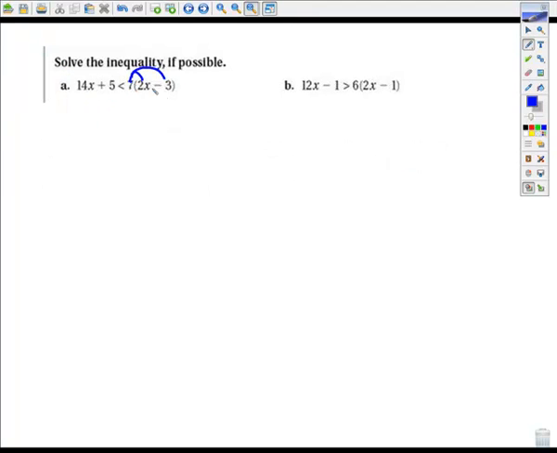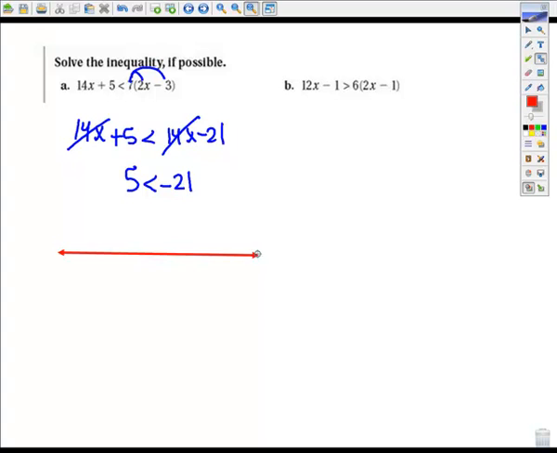Okay, first thing I'm going to do here is distribute. So I have 14x plus 5 is less than 14x minus 21. If I were to subtract 14x from both sides, they would drop out, leaving 5 is less than -21. That is not true. So I will just go ahead and put some numbers on here. 1, 2, 3, 4, etc. Since my arrows are going in both directions, it does assure me that the negatives will be included. And I'm done. I don't have to shade it or anything because it's false.